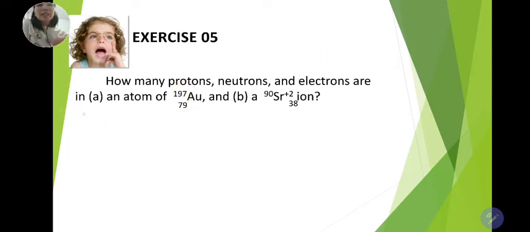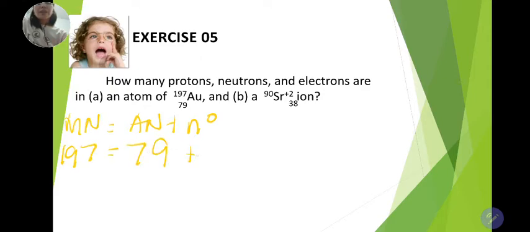Okay, so 118 yung number of neutrons natin for gold. Kasi ulitin natin, nabura kanina. Mass number equals atomic number plus the number of neutrons. We have 197, and then atomic number is 79 plus number of neutrons. So our number of neutrons will be 197 minus 79, and that would be 118.